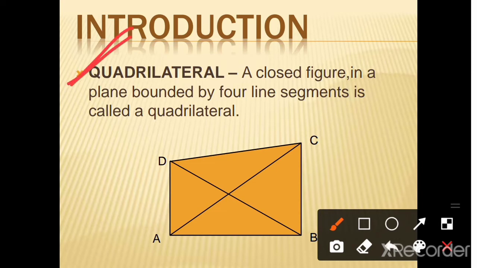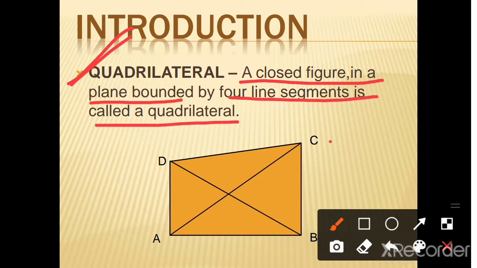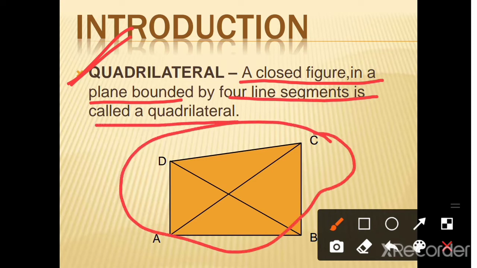The definition is given here: a closed figure in a plane bounded by four line segments is called a quadrilateral. This figure is given here, so this is a quadrilateral because there are four sides: 1, 2, 3, 4. It is a closed figure, bounded by four sides. It is called a quadrilateral.